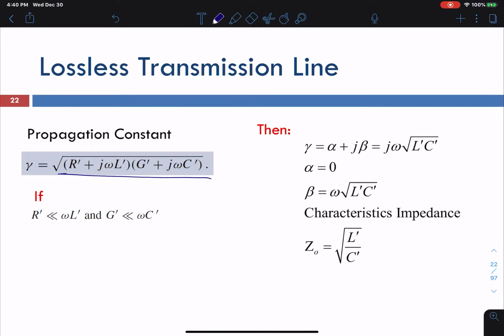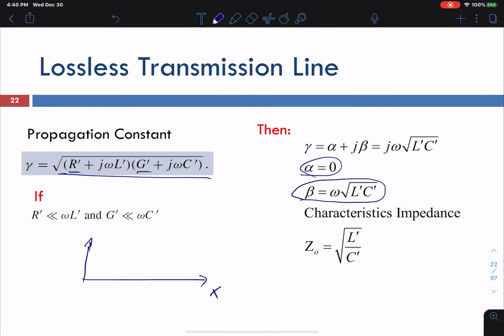For the lossless line now, if you have R prime and G prime are zero, then your real part is zero for gamma. So that means you only have your imaginary part, which is the phase constant. So there is no attenuation. So your signal over the line, let's say at a distance x, your signal would be the same over all distance. There is no attenuation because alpha is 0, and there could be a phase difference between different points when you look at the reference time.